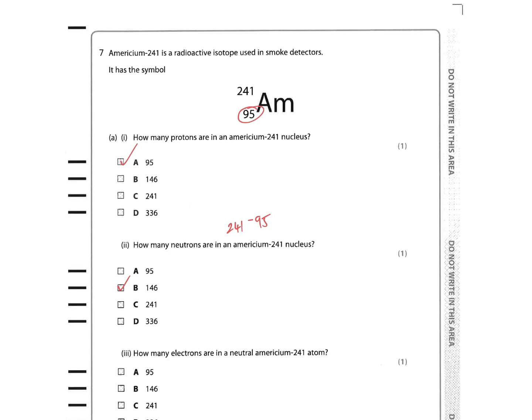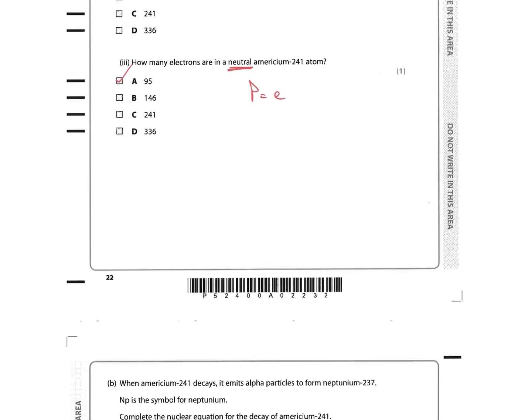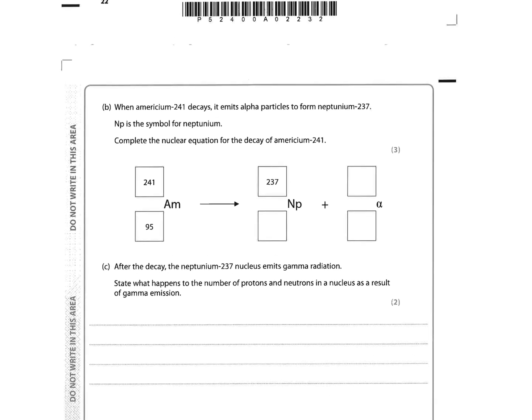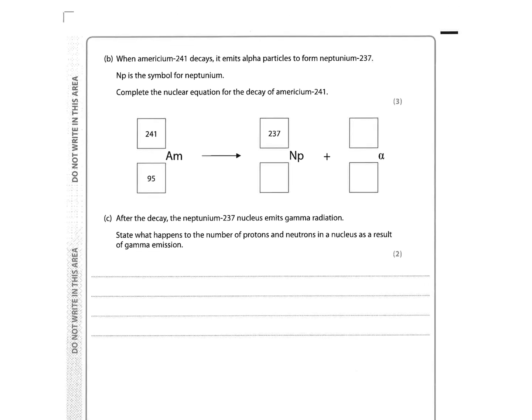Good. It then asks how many electrons are there in a neutral atom, and the key here is neutral. If it's neutral, the number of protons must be equal to the number of electrons in order for it to be neutral. So therefore it's going to be 95. It's the same number again. It's a fast and furious question. Hopefully you got that all correct.